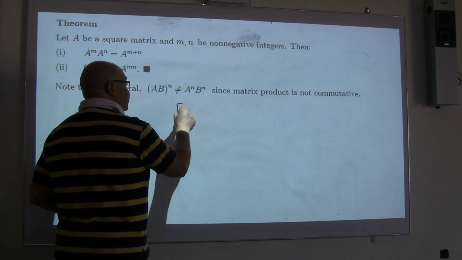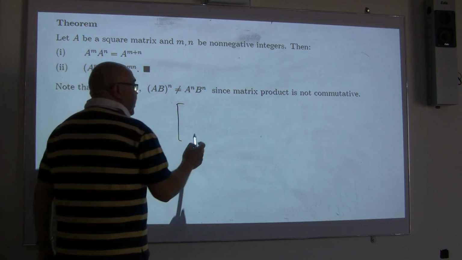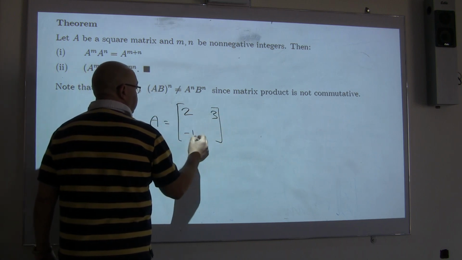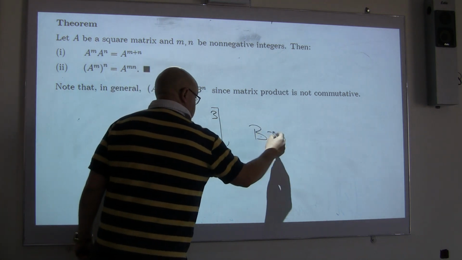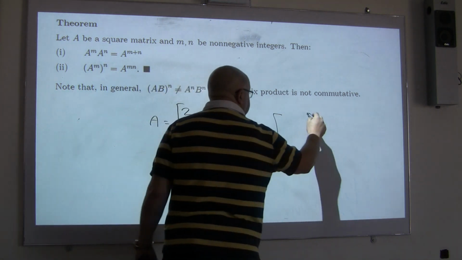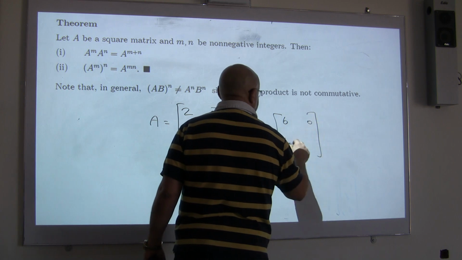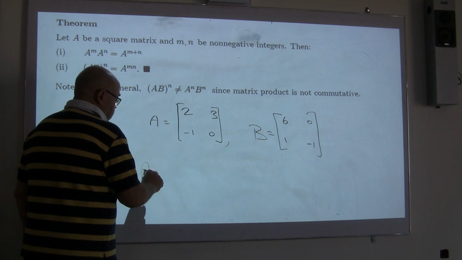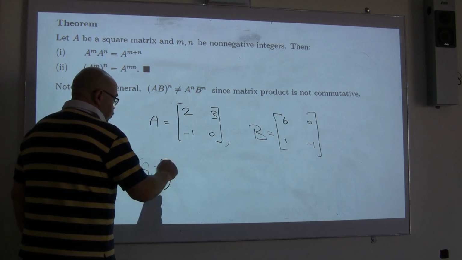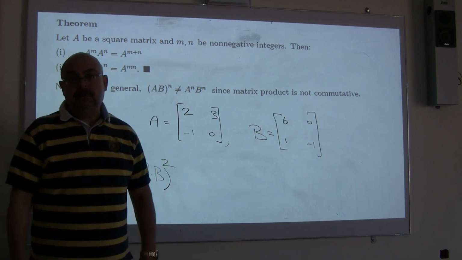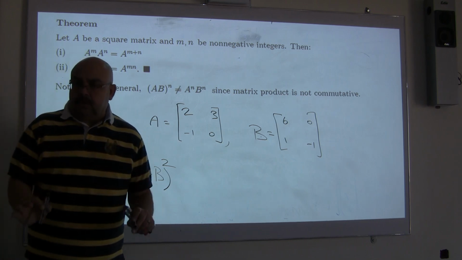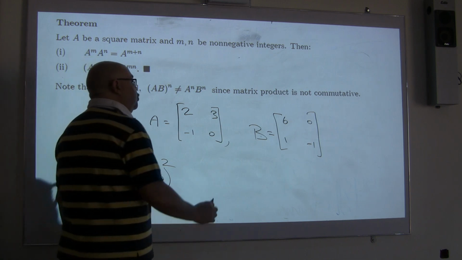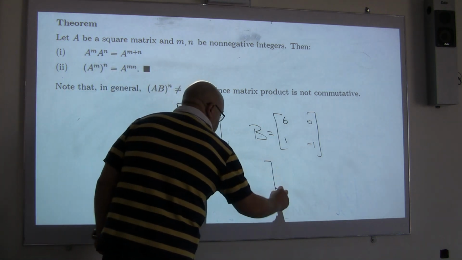So if I have a matrix, okay. If I give you A like this, and B like that, I want you to evaluate AB to the power of 2. What are you going to do? A times B first. I will have to get first A times B, so I will get a new matrix which is AB.